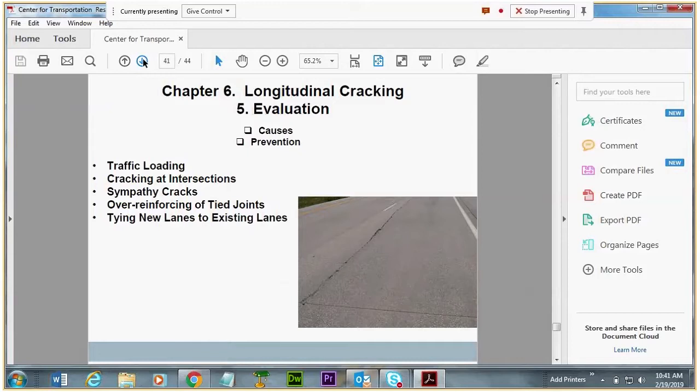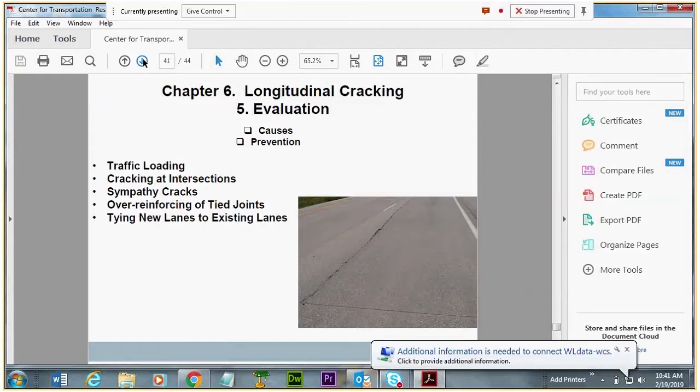The evaluation also included these other ones. I didn't go into those details because we're going to be running out of time here, so I want to make sure that you did understand that we did go through traffic loading and some of their sub-tasks: cracking at intersections, sympathy cracks, over-reinforcing of tight joints, and then tying new lanes to existing lanes. Next slide.